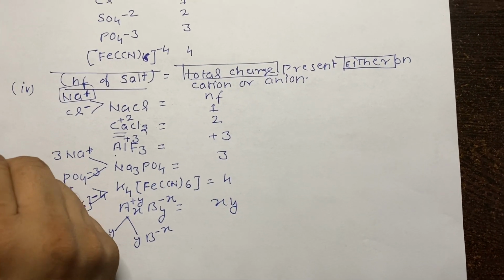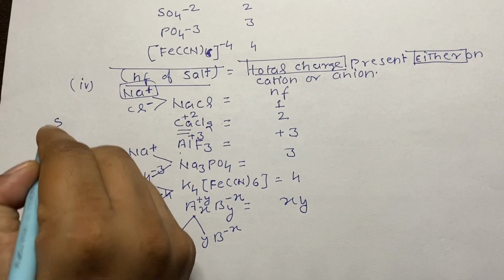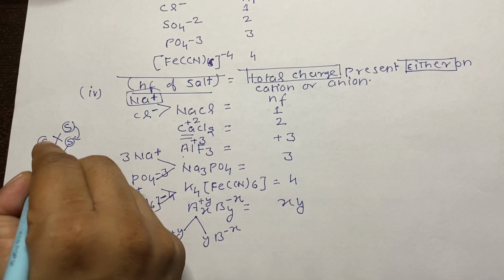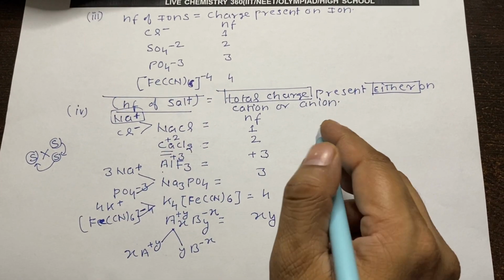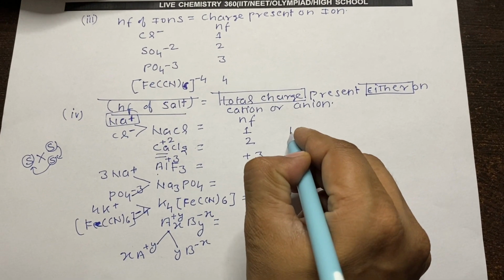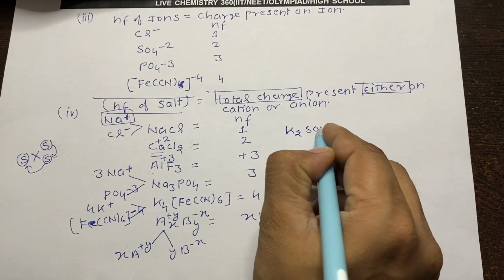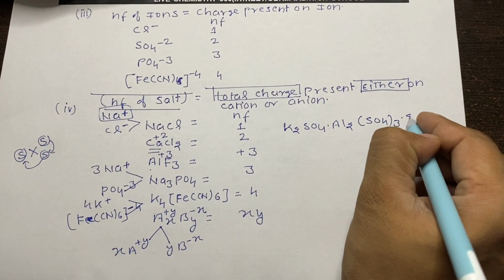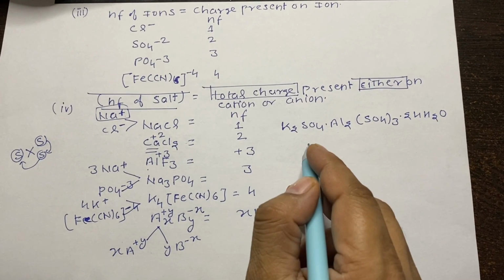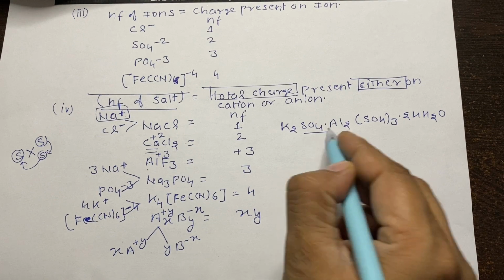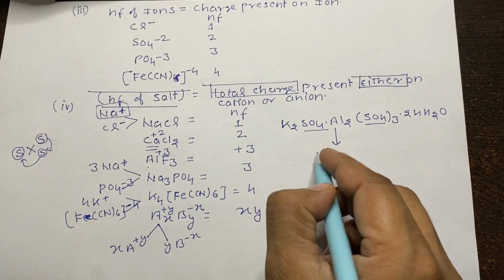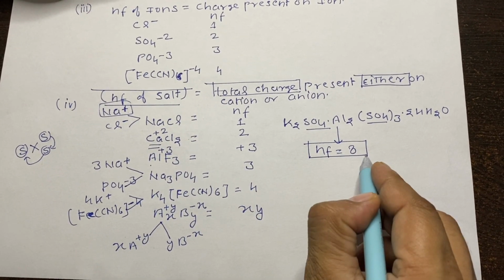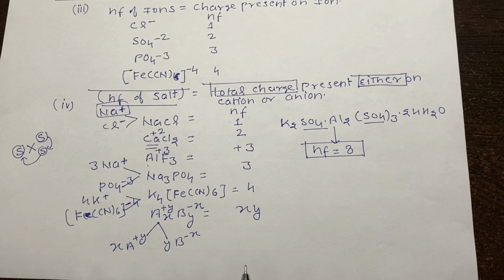How we can calculate the total charge? Suppose this is element X, then we will multiply this by this and by this. This will give the total charge. Suppose we want to calculate the n factor of potassium alum, which is K2SO4.Al2(SO4)3.24H2O. If we calculate the n factor of this, then the total number of anions will be 4 and the n factor in this case will be 8, because the total charge present either on cation or anion will be the n factor of salt.